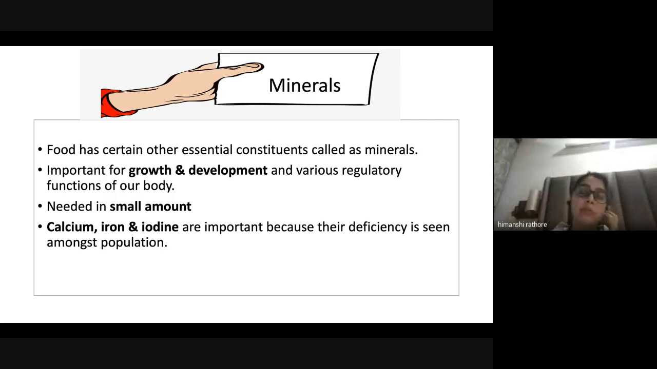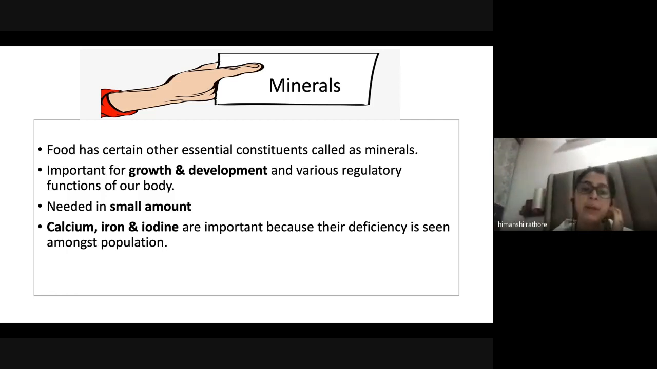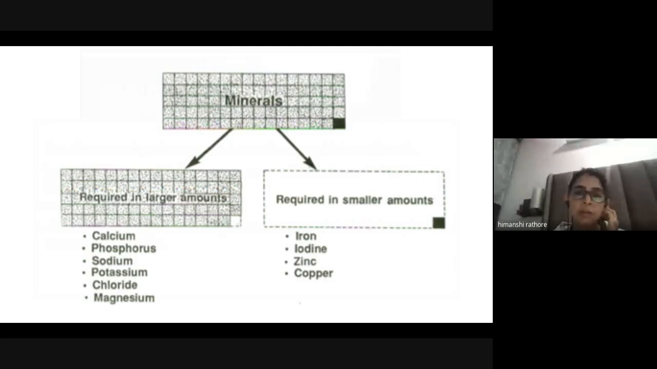But there are macronutrient minerals also. I will be telling you in the next slide. The main minerals which are required for our body are calcium, iron, and iodine. These three are important because their deficiency is prevalent in the population, and other minerals are required in very small amount, and their deficiencies are not that important. So we will be discussing all the minerals along with calcium, iron, and iodine.